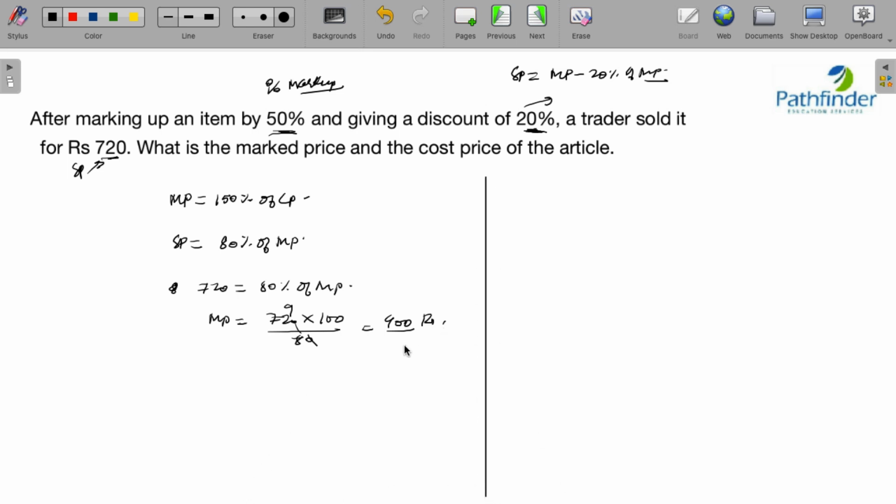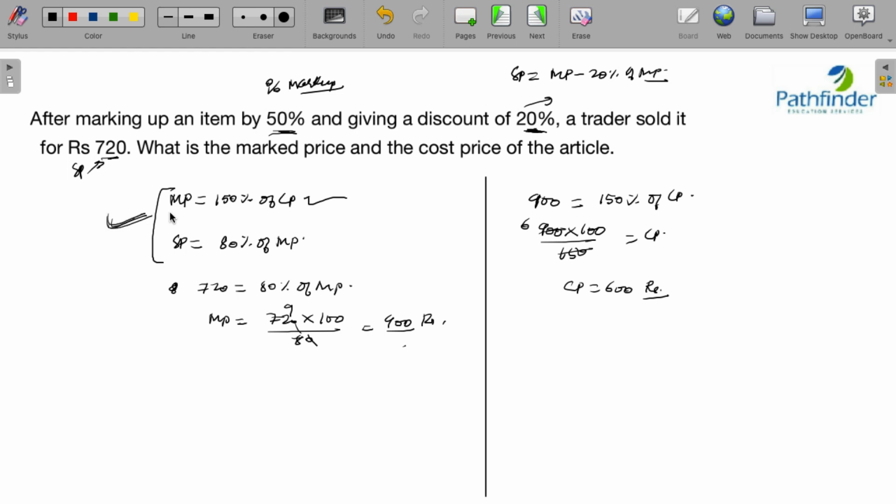Now once you get this marked price, you can substitute in this equation. So 900 must be equal to 150% of cost price. So 900 into 100 upon 150 is equal to cost price. 150 6 times becomes 900. So CP or the cost price is equal to 600 rupees. Again, you will be able to solve this question very fast if you are able to write down these two relations quickly.